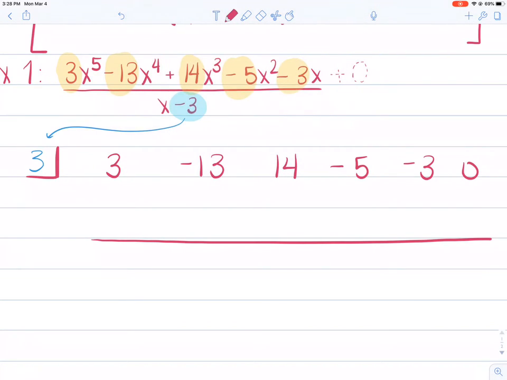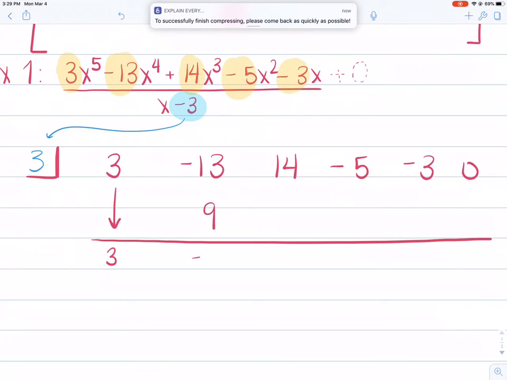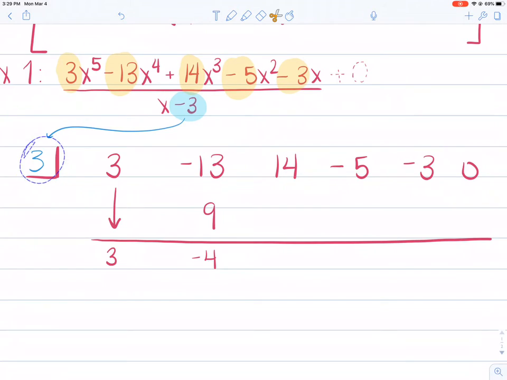So I'm going to carry down the first term and then I'm going to multiply. So I have 3 times 3 gives me 9. Now once I've carried down the term, I am then going to add down the column. So negative 13 plus 9 gives me negative 4. I'm then going to multiply. 3 times negative 4 gives me negative 12. And then I'm going to add those two. 14 plus negative 12 gives me 2.